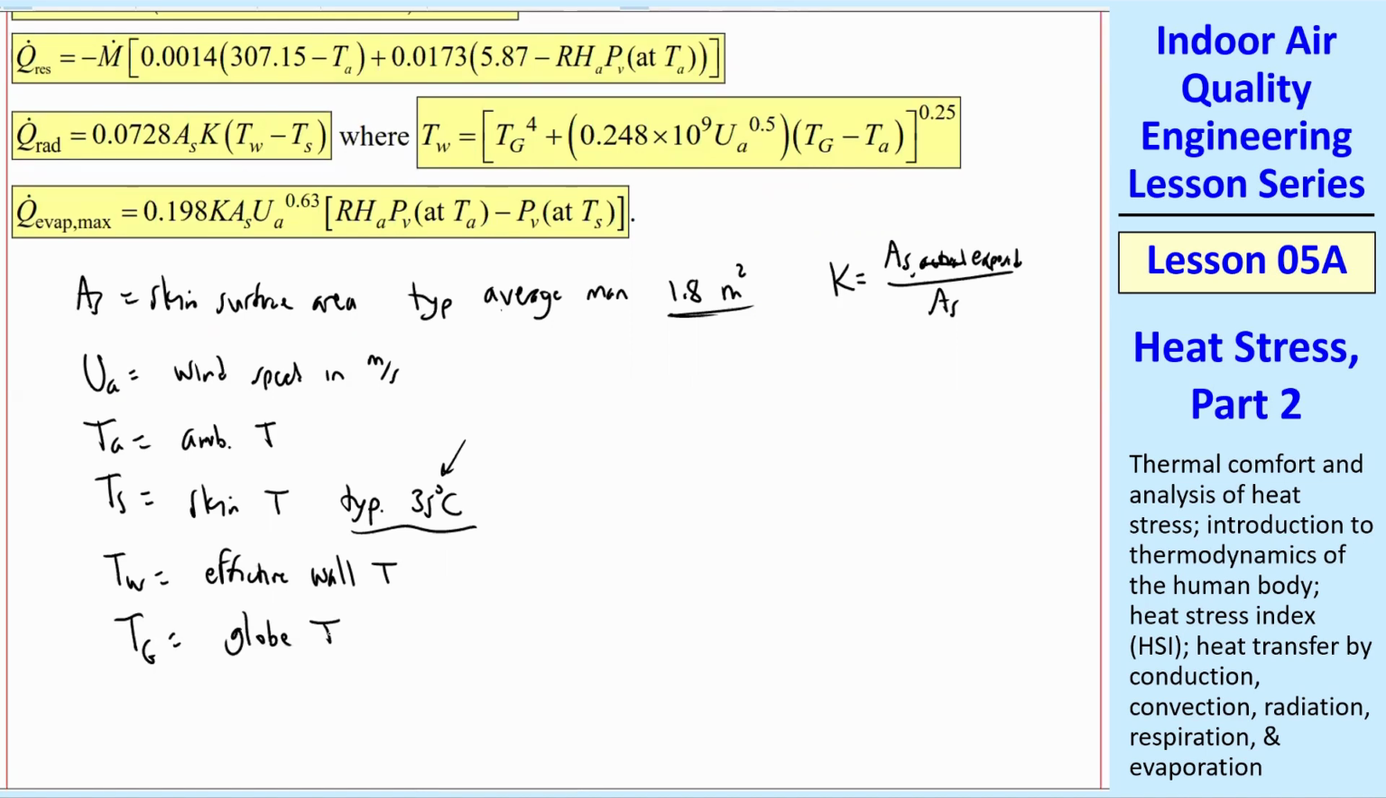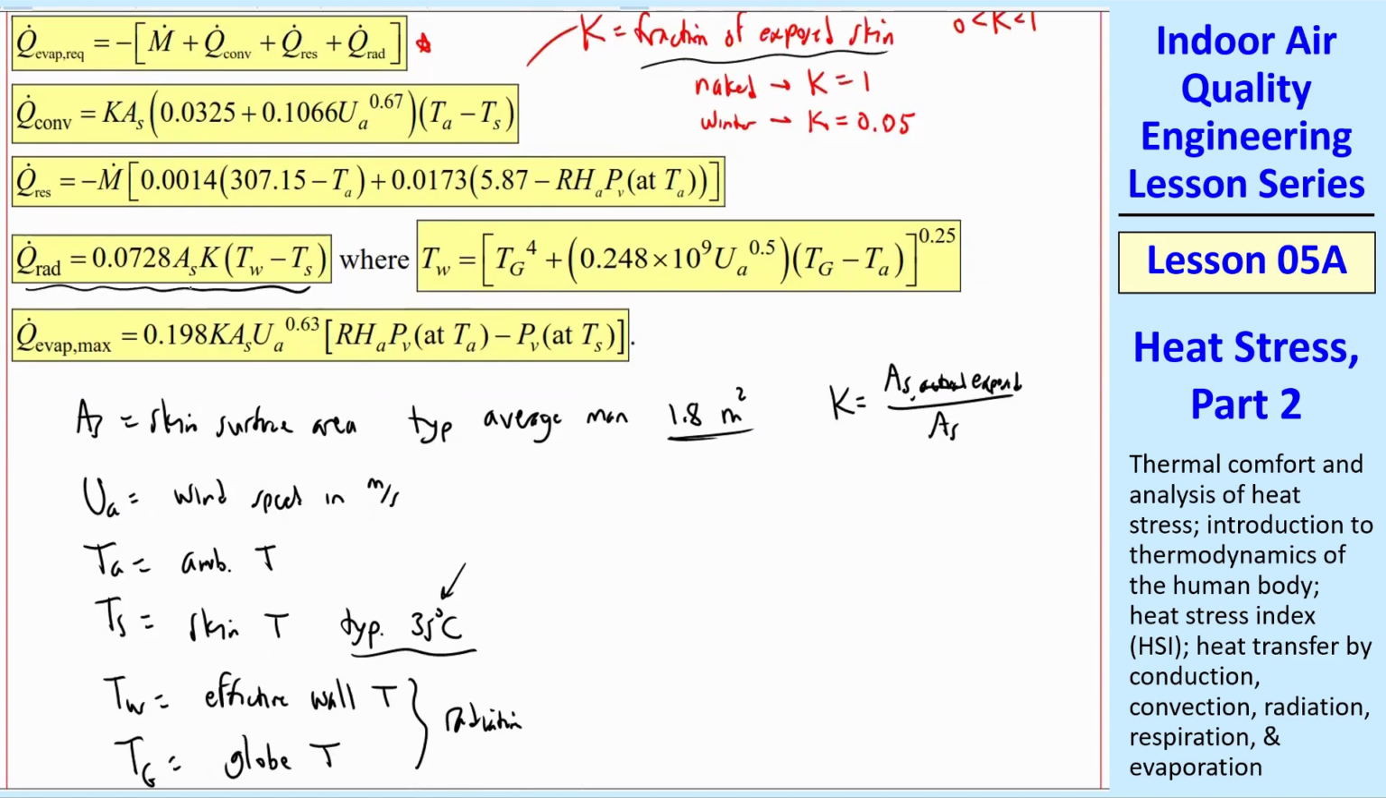It has to do with radiation. It's the temperature inside an enclosure that's subjected to room conditions. You don't have to worry about that. That will be given to you. These have to do with radiation. You often see AS and K together because it's the exposed amount of skin.